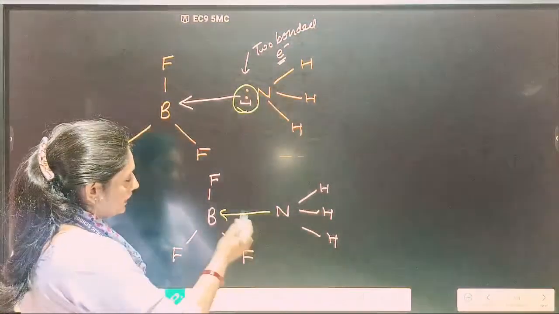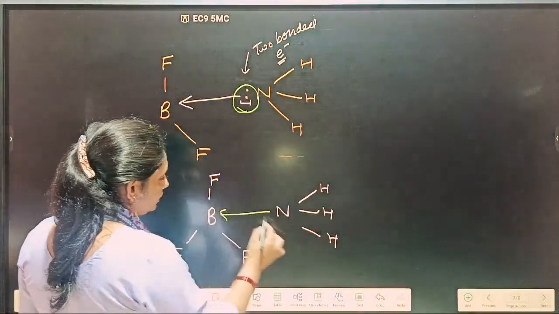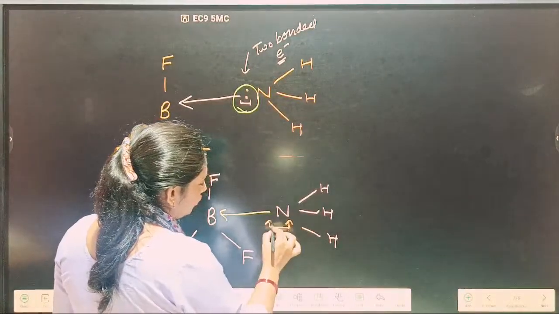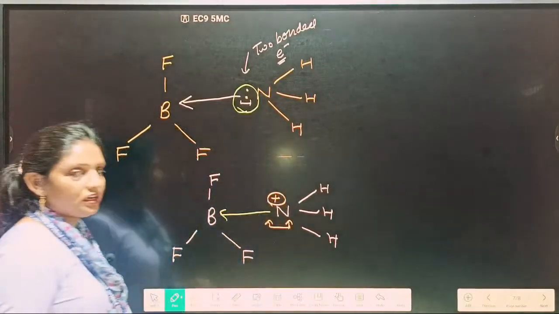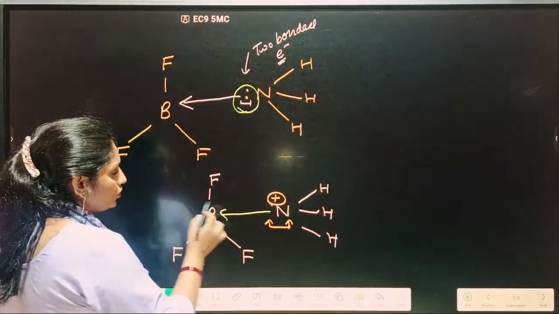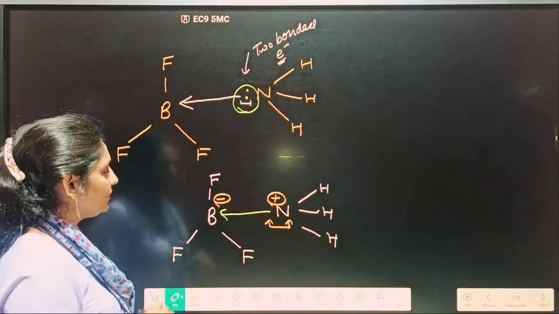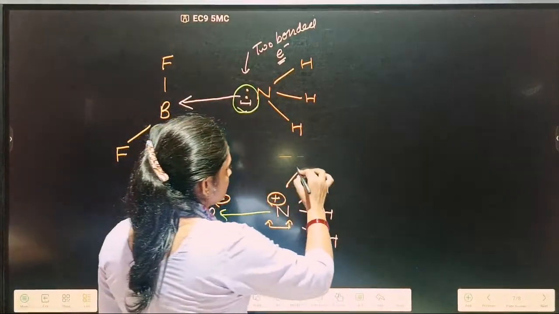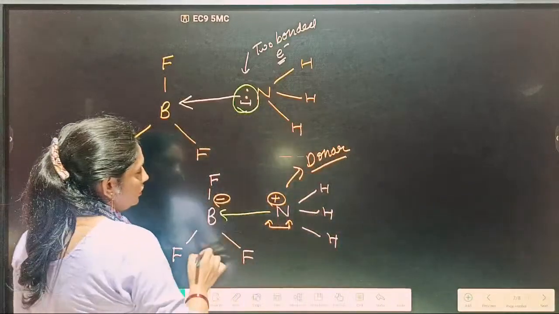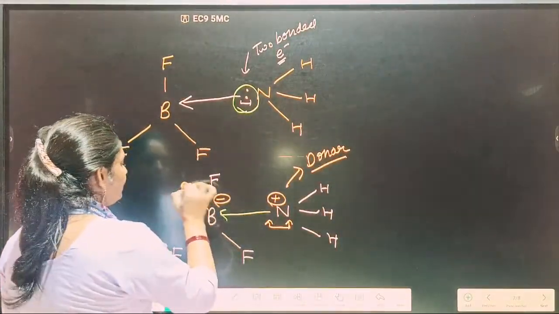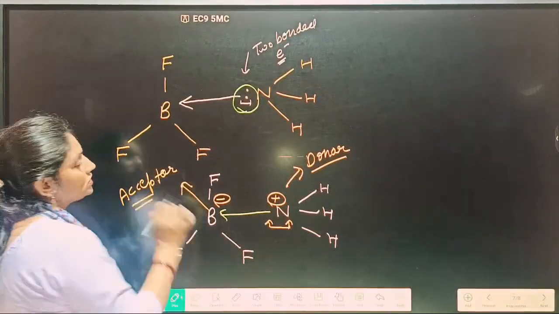This is known as one-sided sharing. Here, students, one element is the donor. This nitrogen is donating the electron, so a positive charge will be attained on this one. This boron is gaining, so a negative charge will be attained on this one. Students, this one is the donor, and this boron is the acceptor.